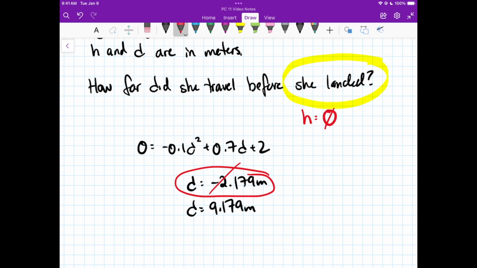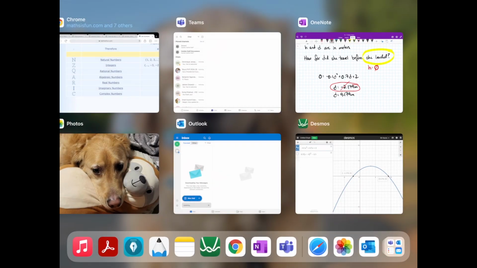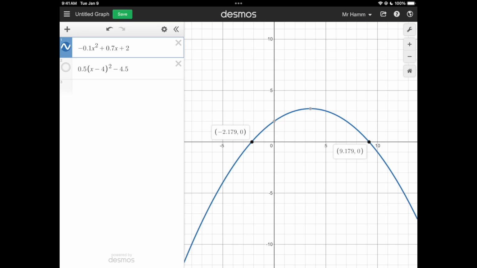And if you stop and think about it by looking at the graph, you can probably imagine that this point here, this 0, 2, that was probably where she left the ramp, and then she traveled through the air from there. So the stuff on the left doesn't actually exist. She just didn't start on the ground, because that's not how ramps actually work.